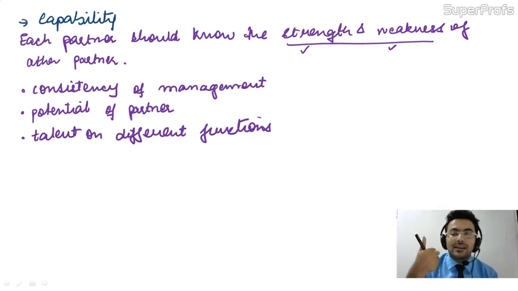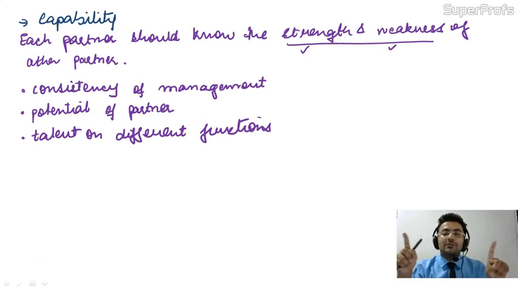Let us suppose the company is in leather exports, in real estate, and in building materials. Then what is going to happen? That company is talented across many functions.